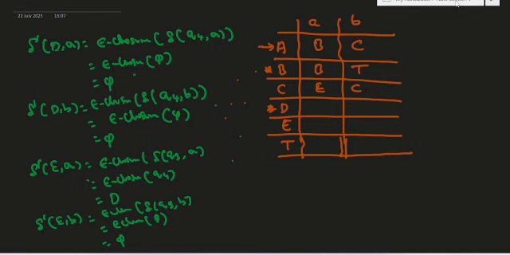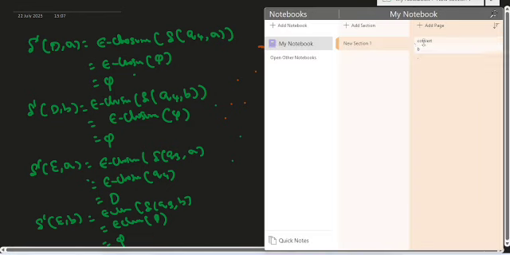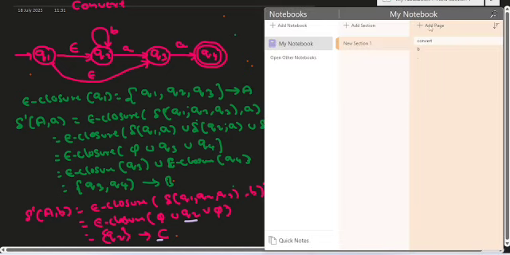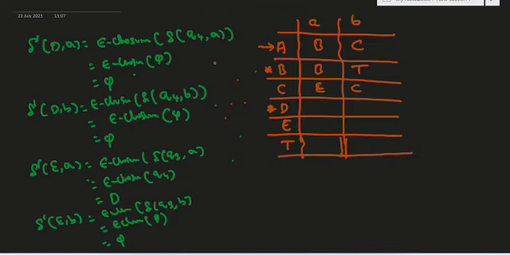Now we will go for D. So, delta of D comma A goes to pi and D comma B also goes to pi. Pi we cannot use, so instead of that we mention it as a trap state. It is called a trap state.